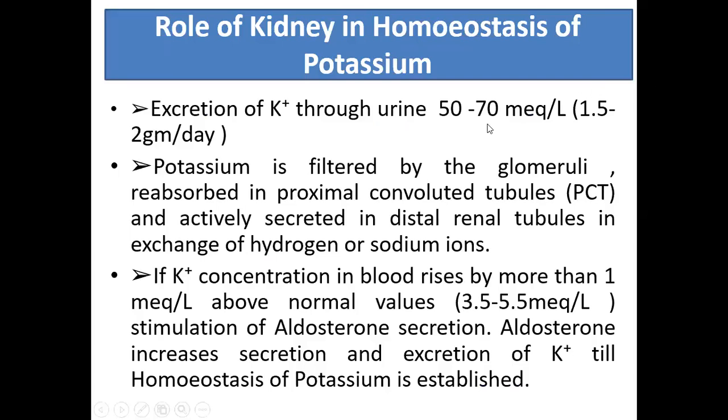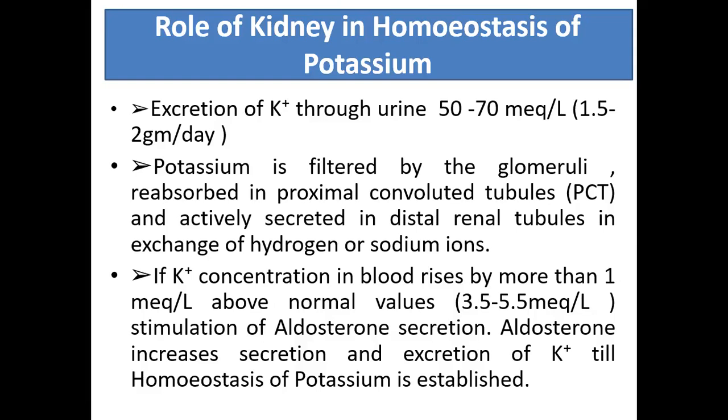Excretion of potassium through urine is about 50 to 70 milliequivalents per liter, and potassium is primarily filtered by the glomerulus, reabsorbed in the proximal convoluted tubule, and then it is actively secreted in the distal renal tubule in exchange for either hydrogen ions or sodium ions. Okay, and what keeps the check on this potassium level? We have aldosterone for that.